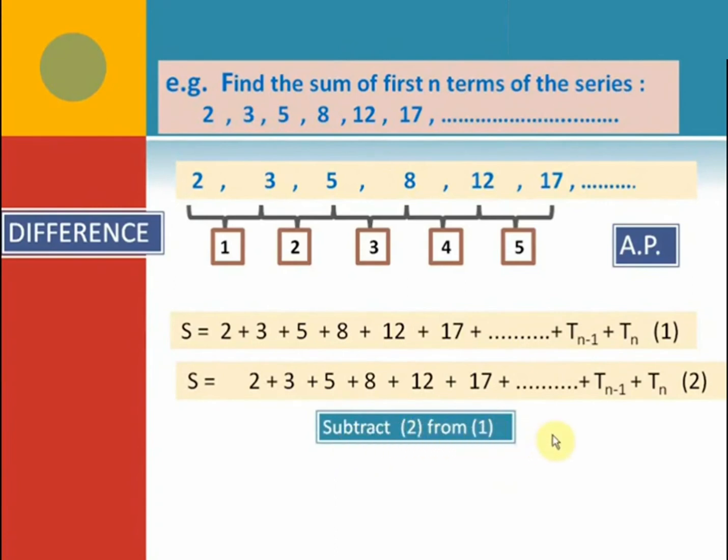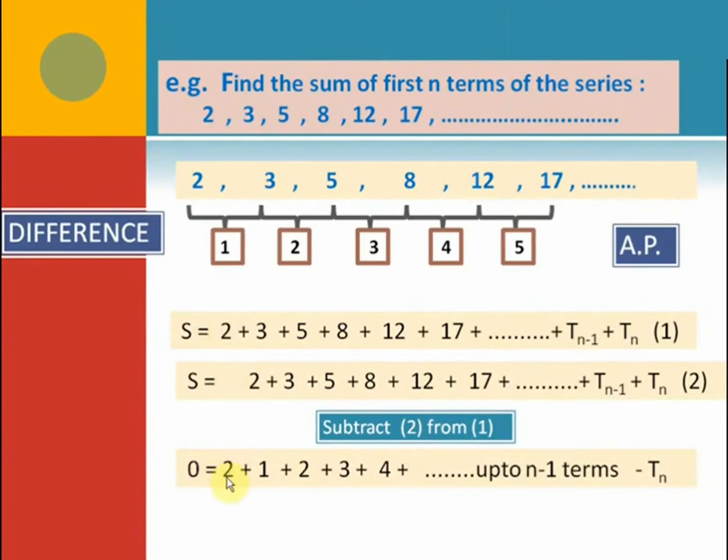We subtract 2 from 1 and thus what we get is 0 equal to, this term remains the same, 2, this becomes 1, this becomes 2, this becomes 3, this becomes 4 and so on up to n minus 1 terms, minus Tn. This term becomes minus Tn. Now if we take Tn to this side of the equation, what we get is Tn equal to 2 plus, now this one is nothing but the sum of n minus 1 natural numbers and this would be equal to n into n minus 1 by 2. Thus Tn, or the nth term of this sequence, is equal to 2 plus n into n minus 1 by 2.